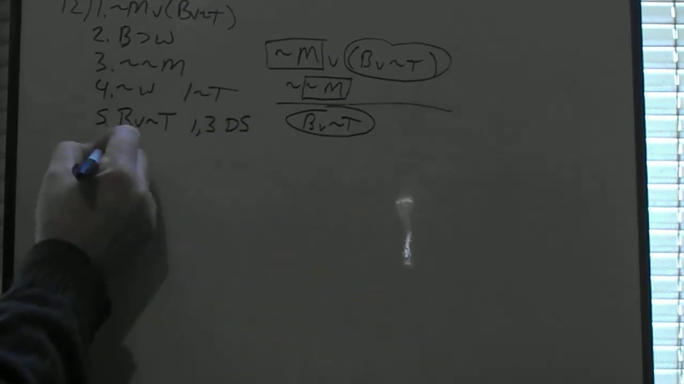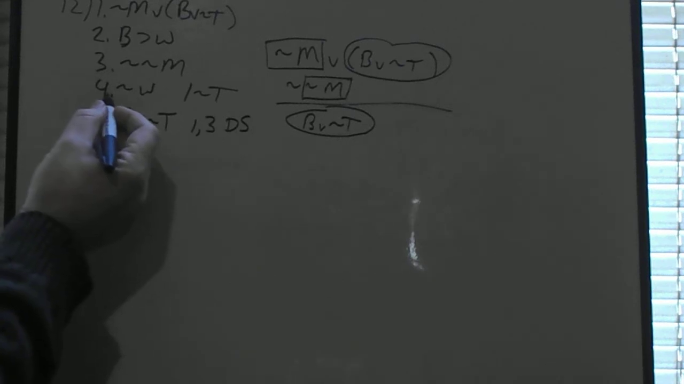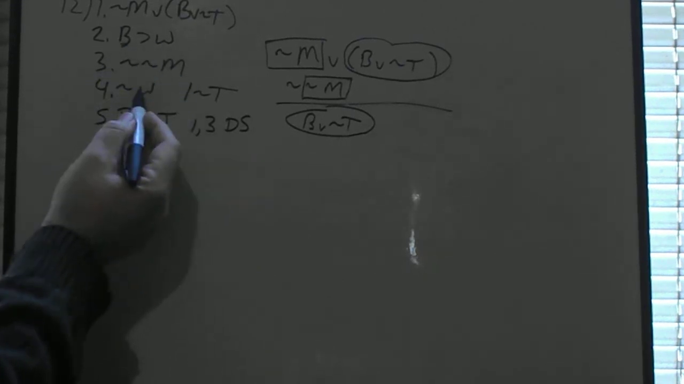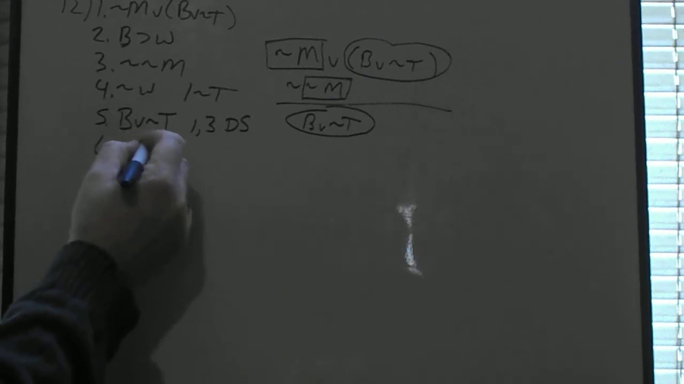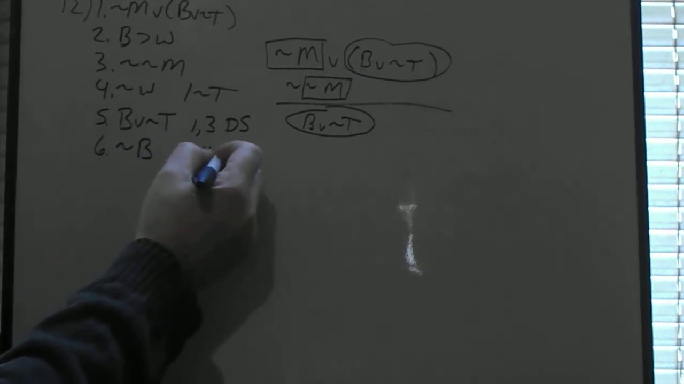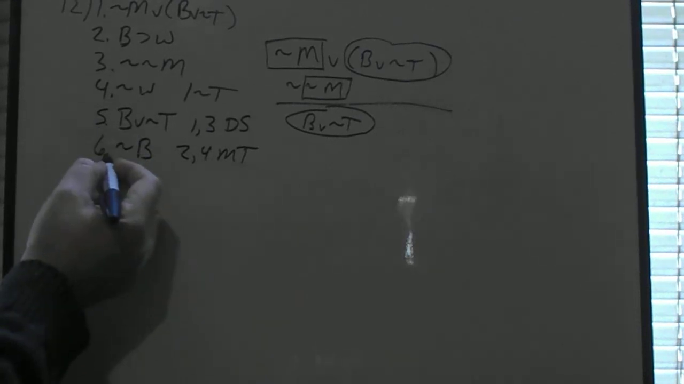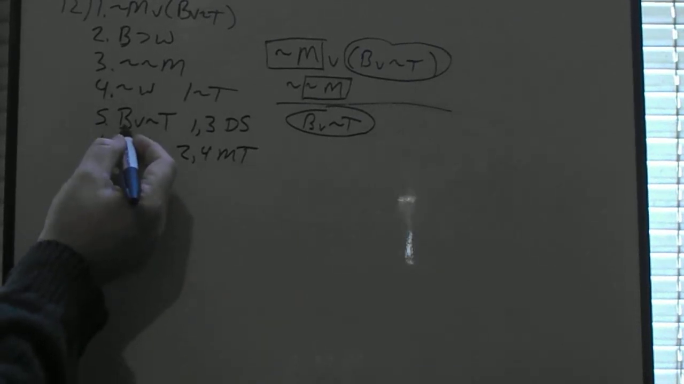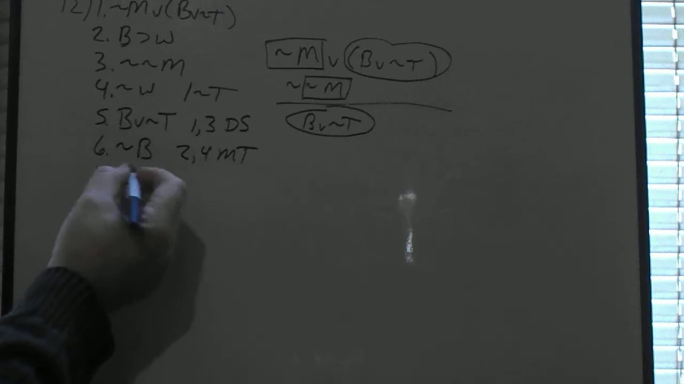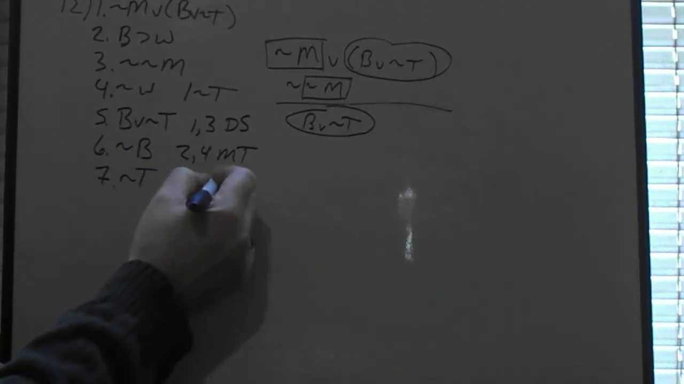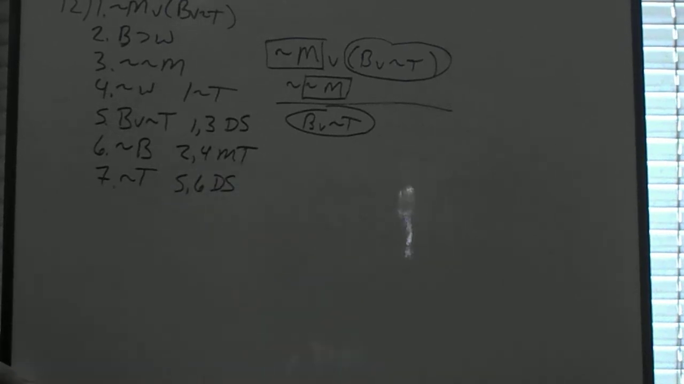Now, I said that 2 and 4 would also make a modus tollens. If B, then W, not W, therefore not B. 2, 4 modus tollens. And now 5 and 6 make a disjunctive syllogism. It's B or not T. It's not B, so it has to be not T. 5 and 6, disjunctive syllogism.